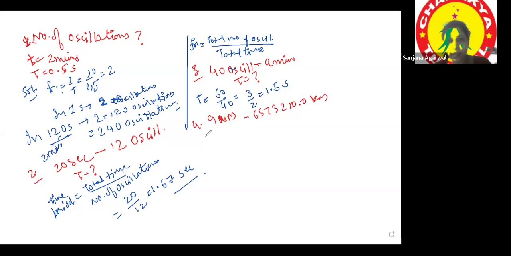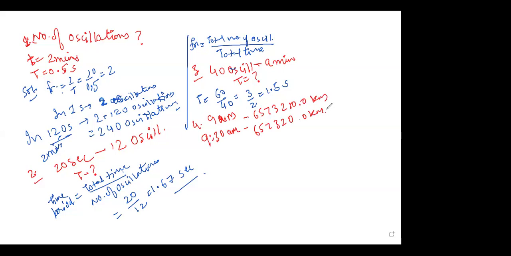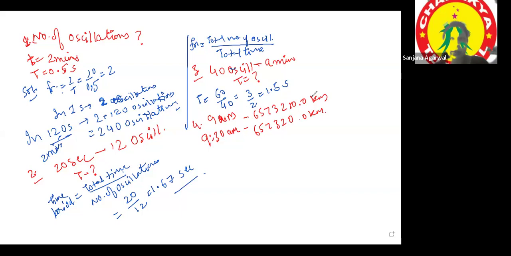And at 9:30 a.m., the value found out to be 6573220 kilometer. Calculate the speed of the vehicle in kilometer per hour. Ma'am, can you repeat the question again? What should we find? Speed of the vehicle in kilometer per hour.